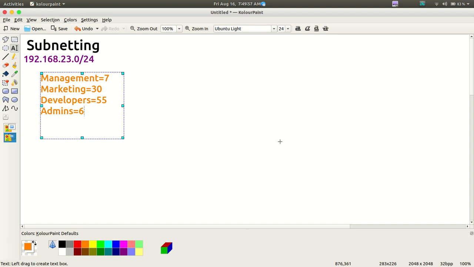Okay? Next thing is the developers department. Now in the developers department there are 50 people and we need 55 IP addresses. Okay? So everybody in the developer department is going to use a laptop which we have provided them. We don't have computers on premises. Let's imagine that we provide a laptop to everyone in our company. Okay? We don't have desktops.